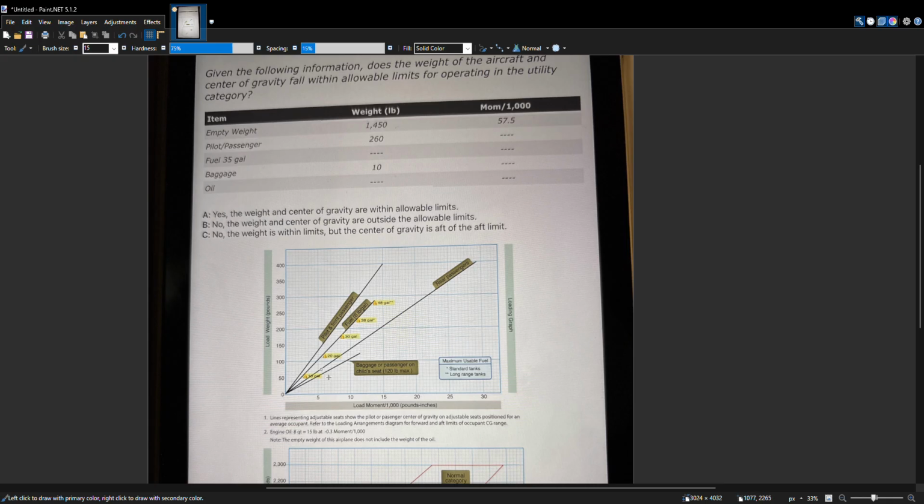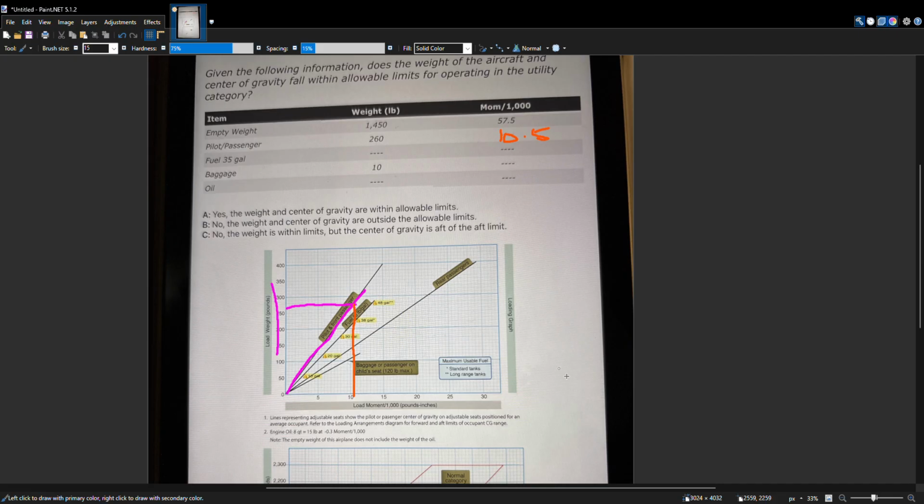All right. So pilot and front passenger. Load weight is on this side, so we're just gonna carry it across this line, and this is 250, so 260 would be around here, and then we can bring that down, and we can get our moment of, let's just say 10.5. That sounds fine.